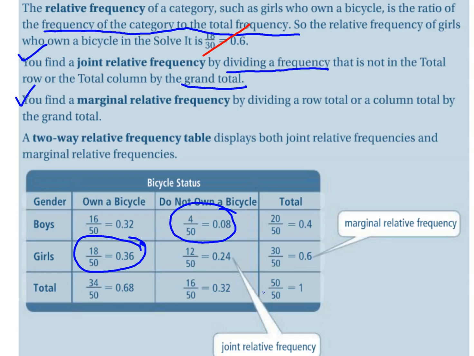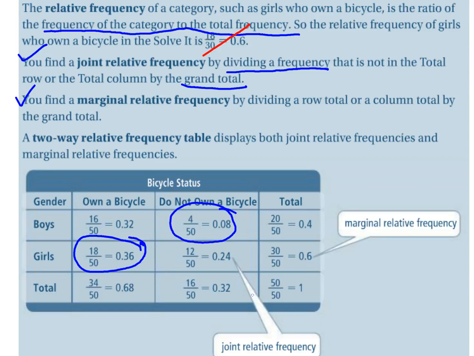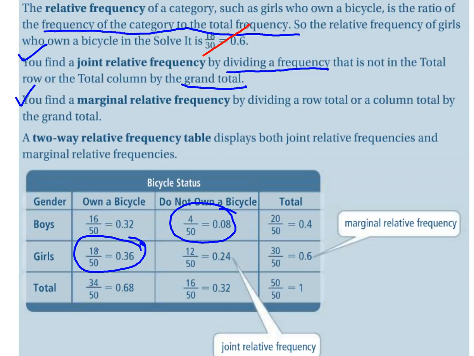So let's back up. First, I would ask questions like, what is the joint frequency for the number of girls who own a bicycle? The answer would be 18. What is the joint relative frequency for the number of girls who own a bicycle? It is 18 divided by 50. What is the marginal frequency for girls? That would be 30. What is the marginal relative frequency for the number of girls? It is 30 divided by 50.